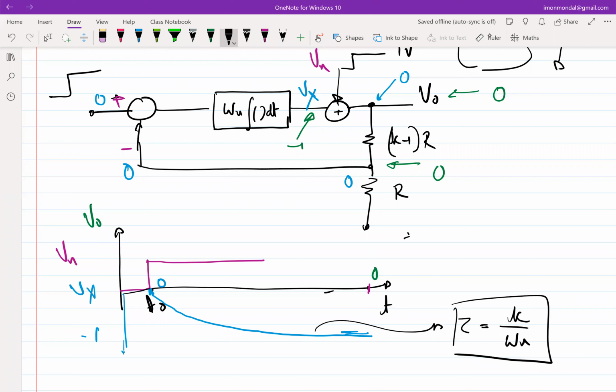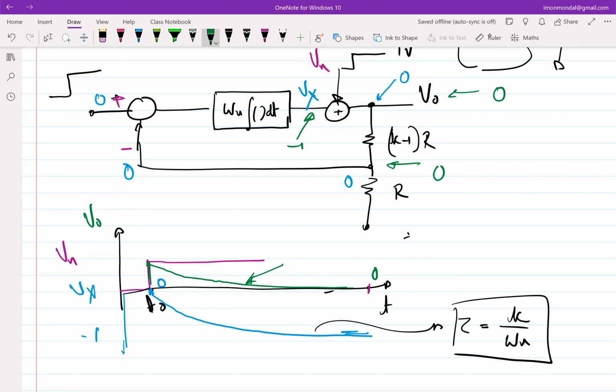Now if this settling characteristic looks like this, comment on how the final V naught will look. Yeah, right. V naught is essentially Vn plus this. So it will start from 1 volt and then it will go to 0. And this time constant again will be the same as this tau.